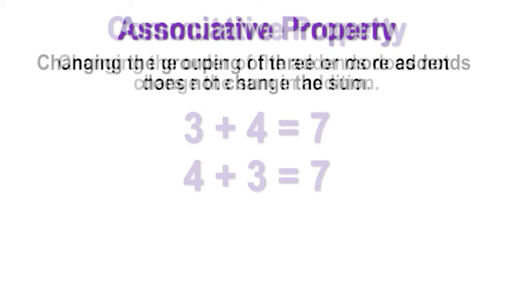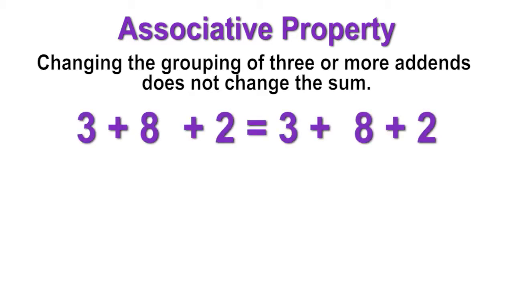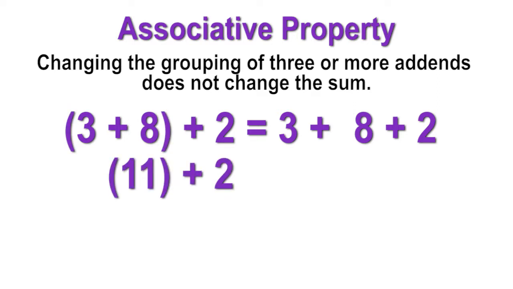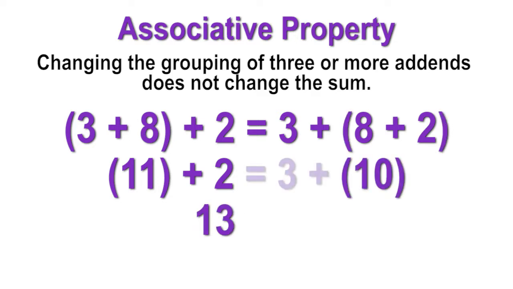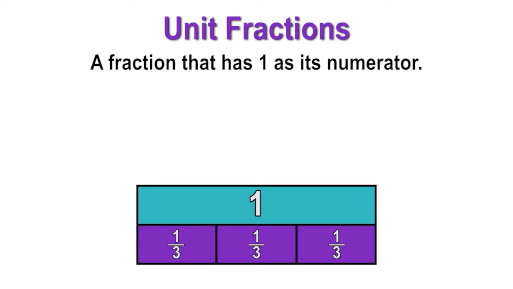Students are also familiar with the associative property that allows for grouping addends when adding. 3 plus 8 plus 2, you can group the 3 and 8 to make the sum 11 and then add the 2 for the final sum of 13. Or you can group the 8 and 2 to make a 10 and then add 3 for the final sum of 13.